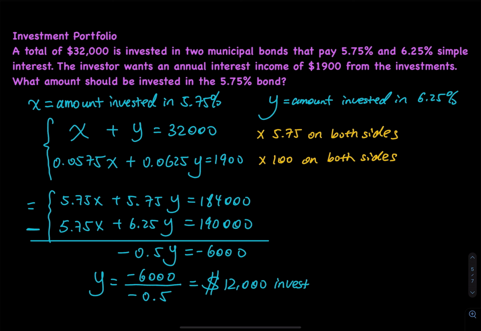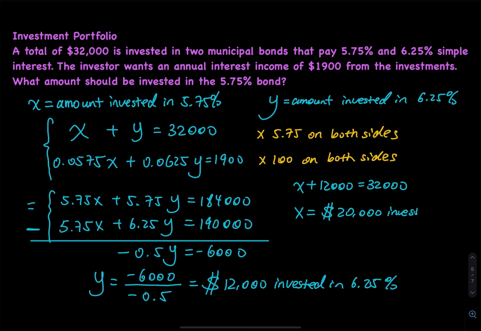invested in the 6.25% bond. And then what about the first one? I still need my x. So x plus the answer we just found equals $32,000. You subtract that, simple math. So x equals $20,000 invested in the 5.75% bond. What are they looking for? They are looking for the 5.75.